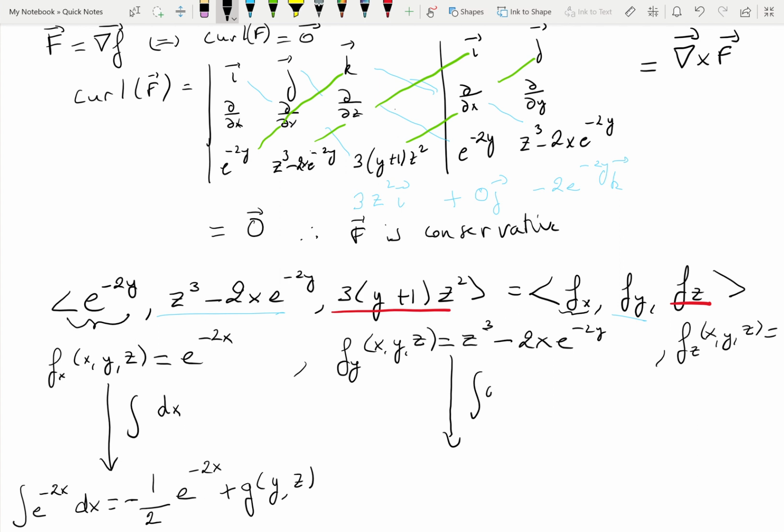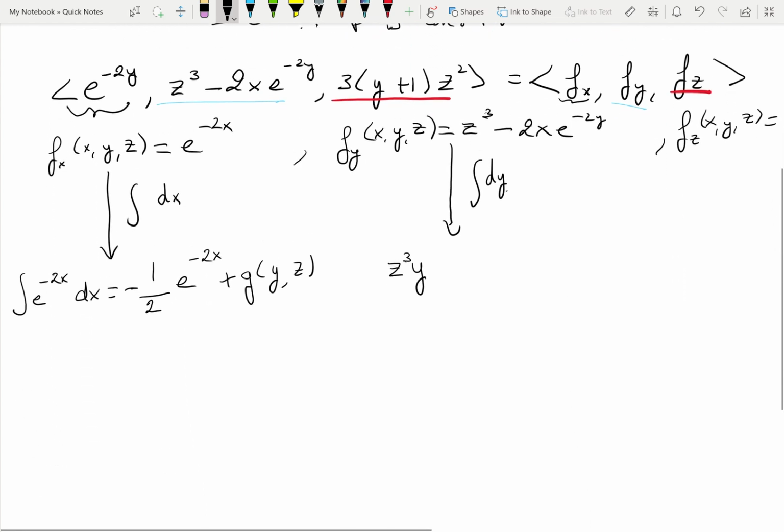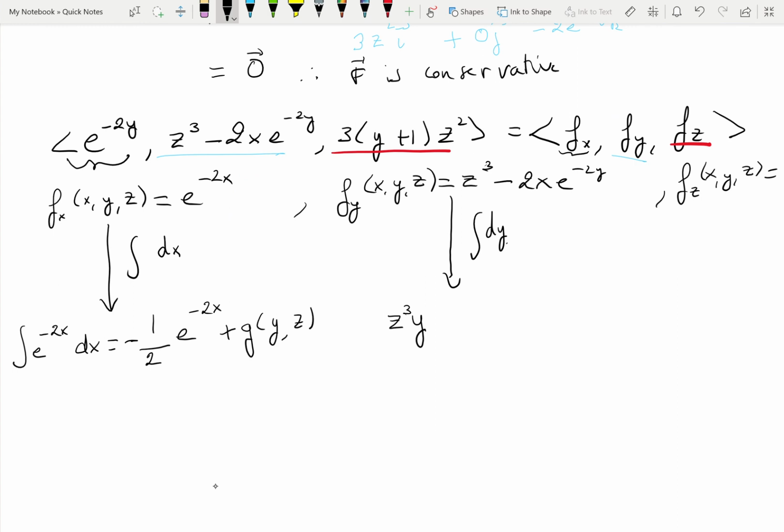And then we're going to do the same thing for each and every one. So we're going to integrate here with respect to y because we know the partial derivative with respect to y. To undo that, we integrate with respect to y. If you integrate z cubed with respect to y, you get z cubed y. If you integrate minus 2x e to the negative 2y with respect to y, remember when it comes to the y variable, minus 2 and x, which are multiplying the function of y, I treat as a constant. So we leave that constant, and we integrate e to the negative 2y with respect to y.